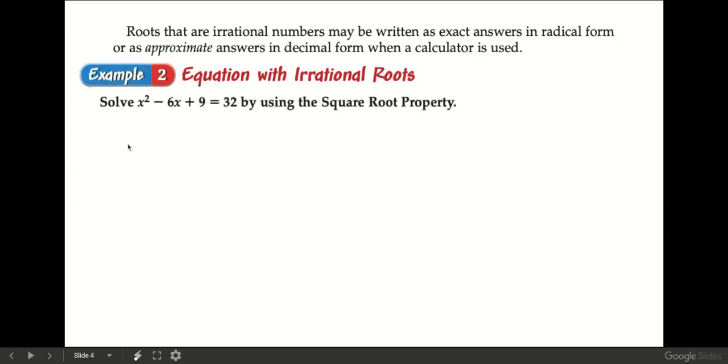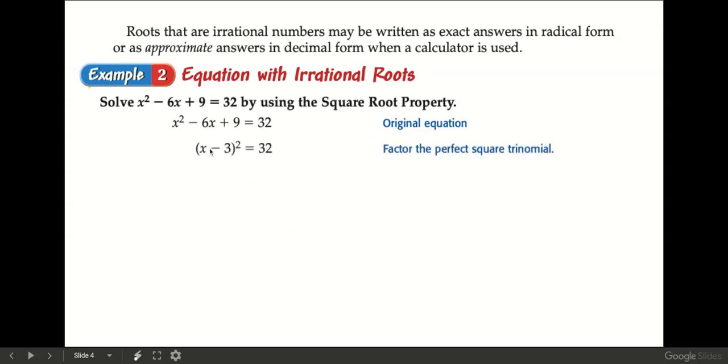If you're asked to solve x squared minus 6x plus 9 equals 32 by using the square root property, we have x squared minus 6x plus 9 equals 32. Again, noticing that this is in fact a perfect square trinomial, this factors out into x minus 3 times x minus 3, or x minus 3 squared. Again, I can use the square root property. Take the square root of both sides, and that's going to give me x minus 3 equals plus or minus the square root of 32.